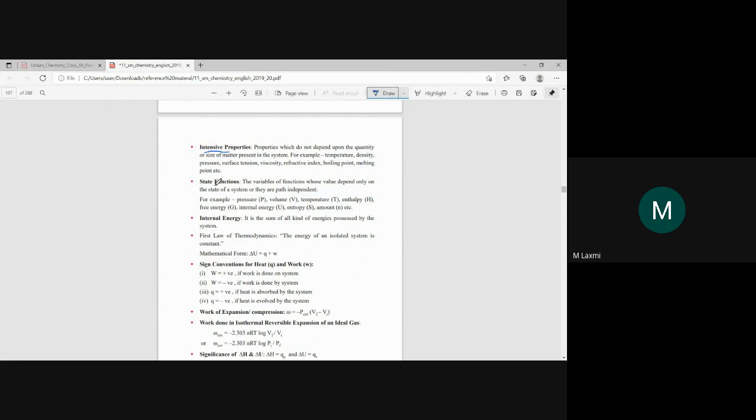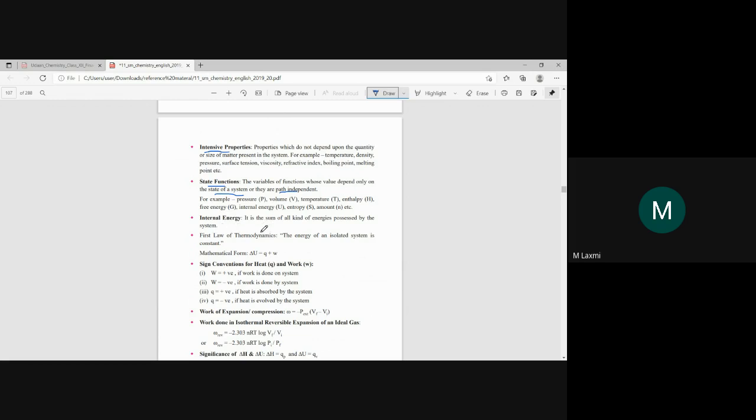What is a state function? A state function is independent of the path. It depends only on the initial and the final state of a system. Examples: pressure, volume, temperature, enthalpy, entropy, free energy, etc. What is internal energy? The sum of all energy possessed by a system is called internal energy. The first law of thermodynamics states that the energy of an isolated system is constant.